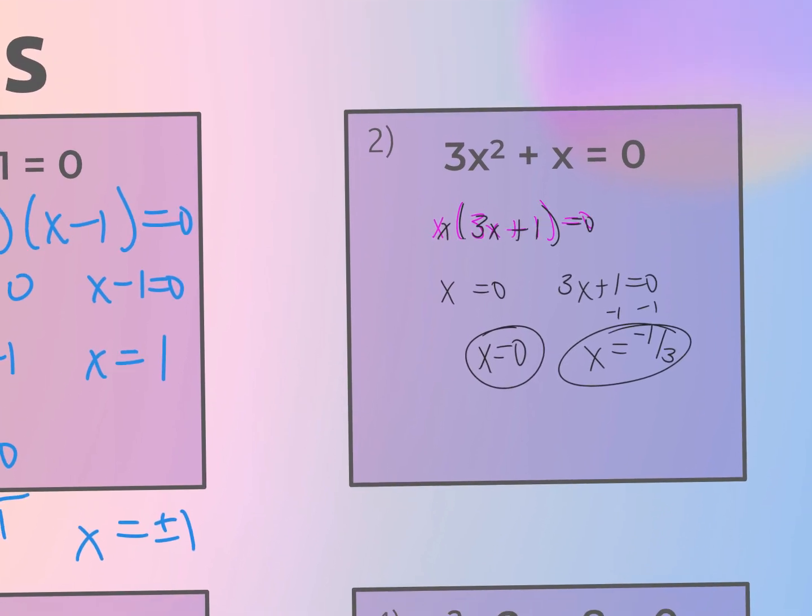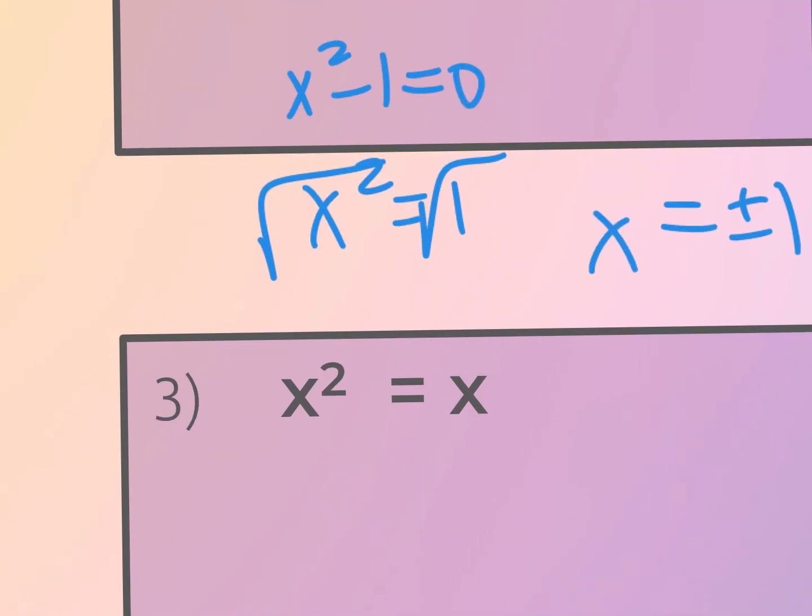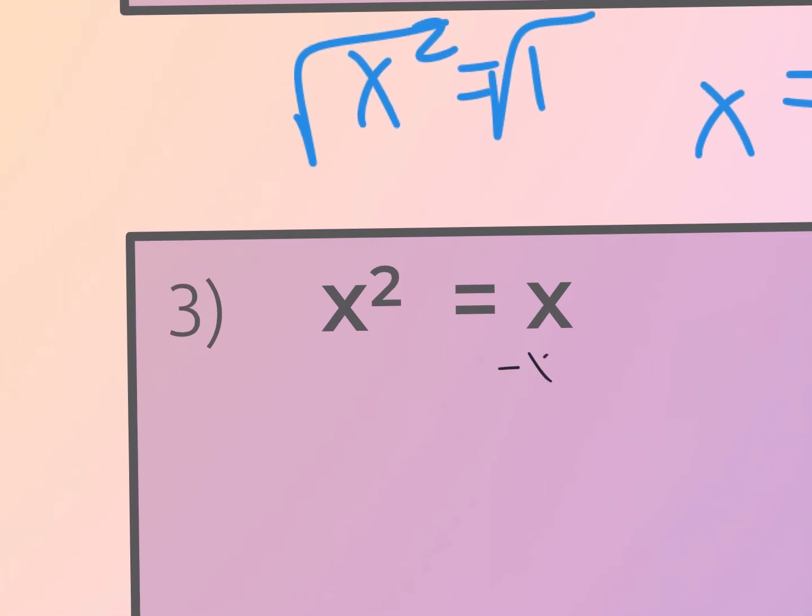Your highest exponent's 2, right? All right, perfect. So what do we do now? What's the first thing I need to do? Get everything to one side, equal to 0. So I'm going to subtract x. So x squared minus x equals 0.